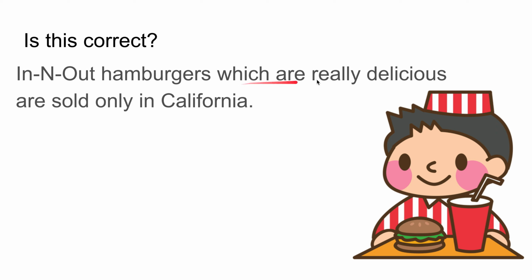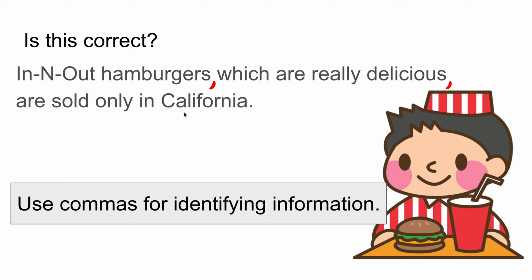Let's look at another example. In-N-Out hamburgers, which are really delicious, are sold only in California. Is this correct? Take 10 seconds. Okay, and the answer is no. Which are really delicious is not identifying In-N-Out hamburgers. It's only adding information. It's giving me a comment about the In-N-Out hamburgers. Because it's non-identifying, we do use commas. We don't use commas for identifying information, but here this is not identifying.